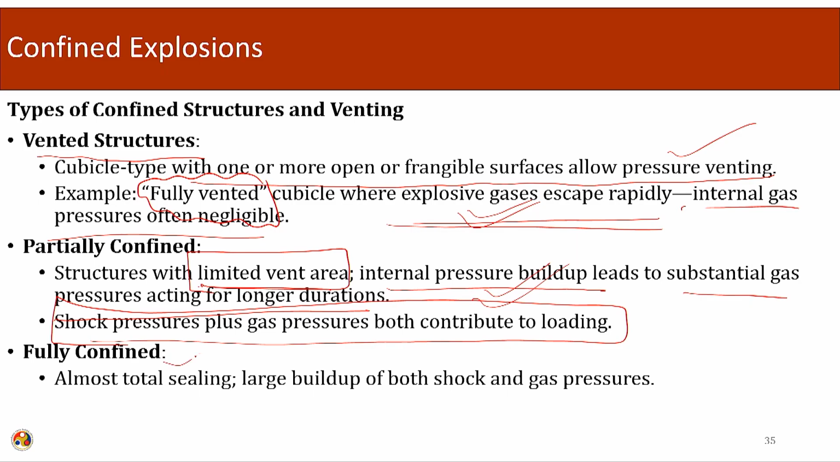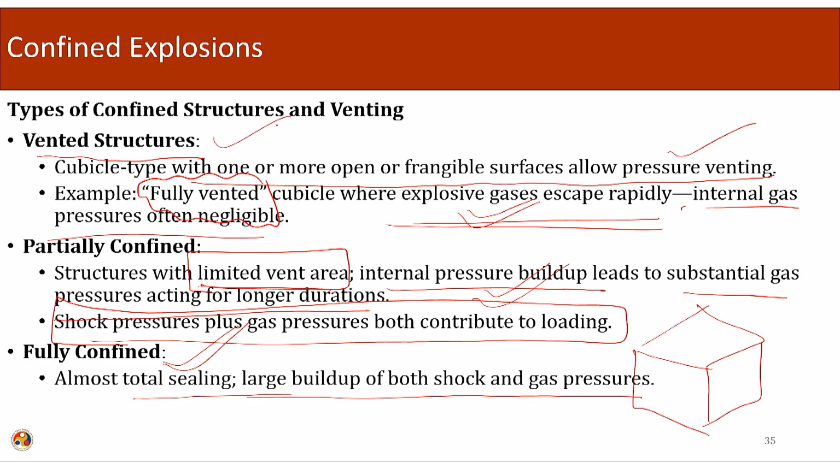Then comes the third category, that is the fully confined structure. In a fully confined structure, it is totally sealed and it leads to the large buildup of both shock and gas pressures. Normally, we want a fully vented structure. But due to the operational nature, if it is a data center, or a vault of a bank, or a bunker, especially a CBRN type of bunker, there the scope of providing vent is almost negligible. So, then we come into the regime of a fully confined structure.